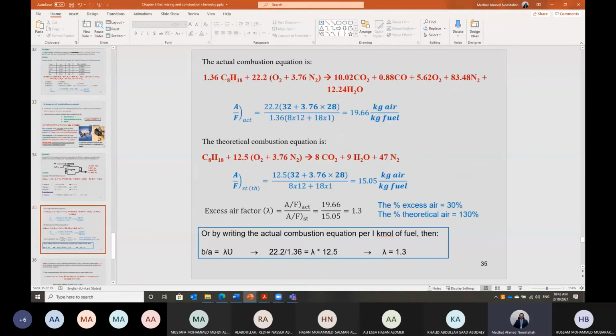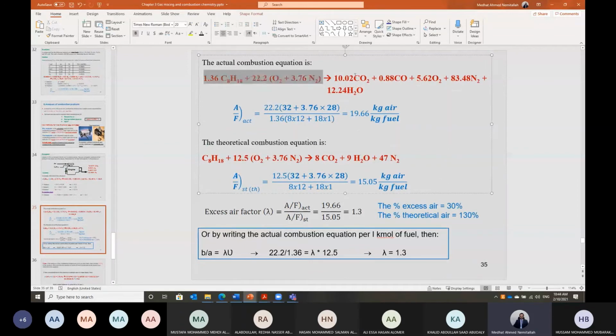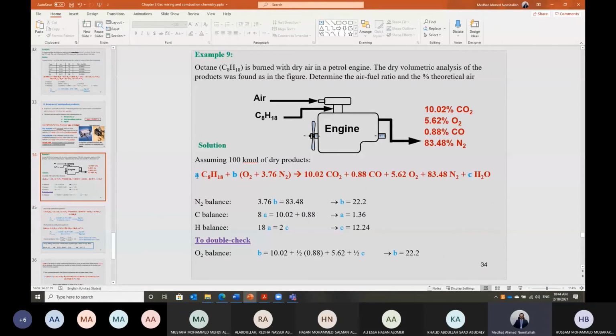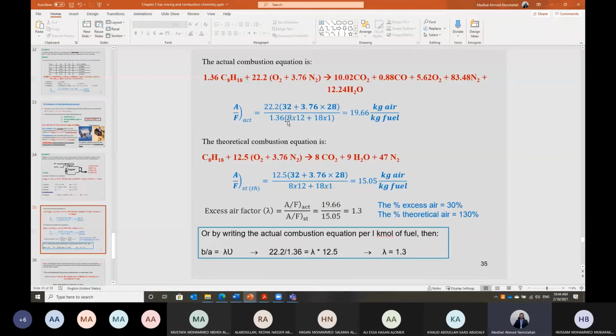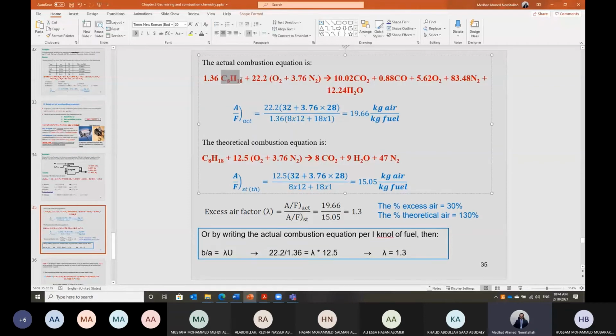Then the whole combustion equation is presented this way. To calculate the air to fuel ratio, it will equal the number of moles of air, 22.2, multiplied by 32 plus 3.76 multiplied by 28. This is the mass of air. Mass of fuel will equal the number of moles. In this case, the number of moles does not equal 1. It is equal to A in this case. So it will equal 1.36 multiplied by the molecular weight of the fuel, and we can calculate the actual air to fuel ratio in this case.